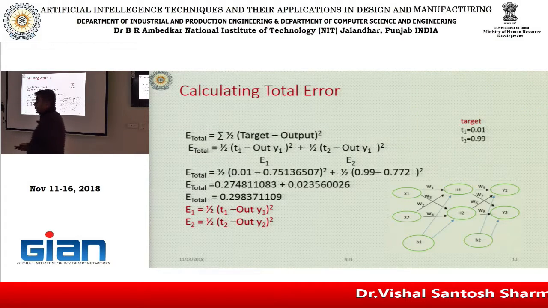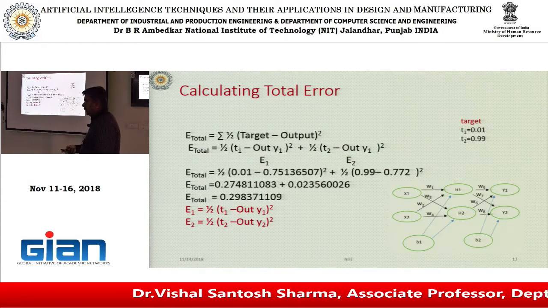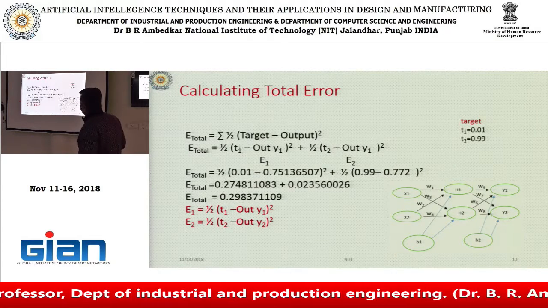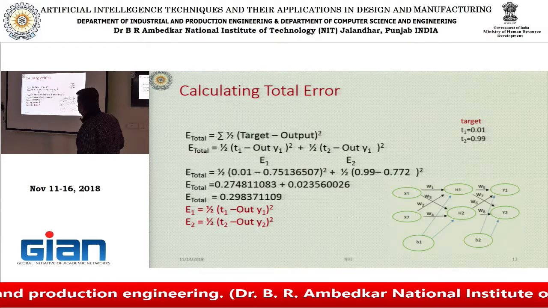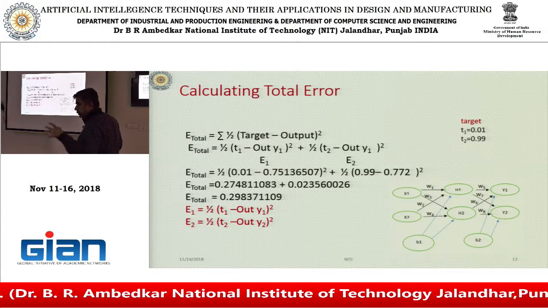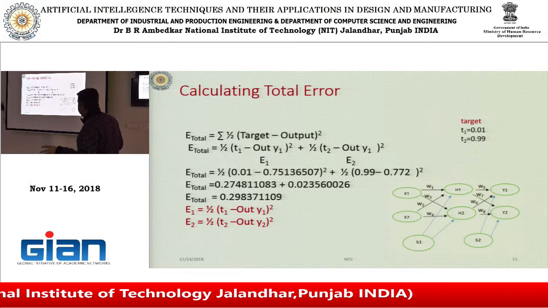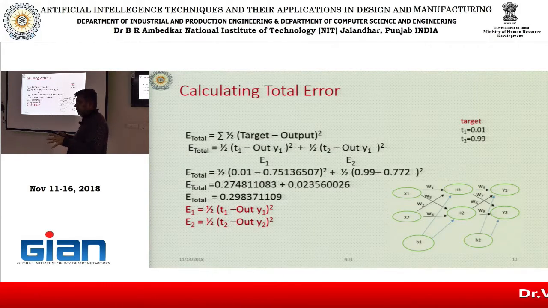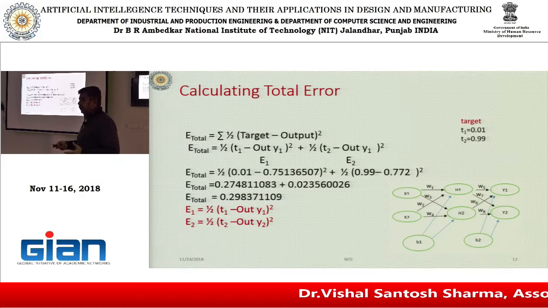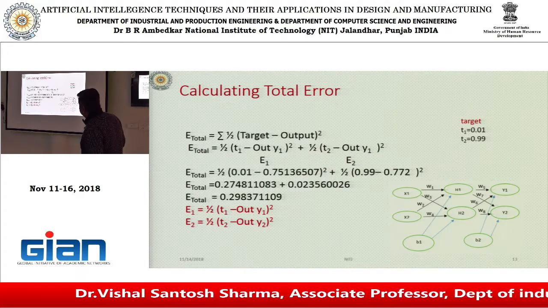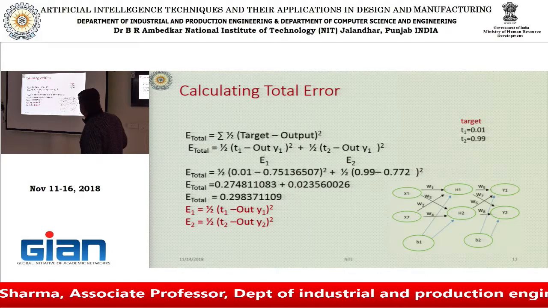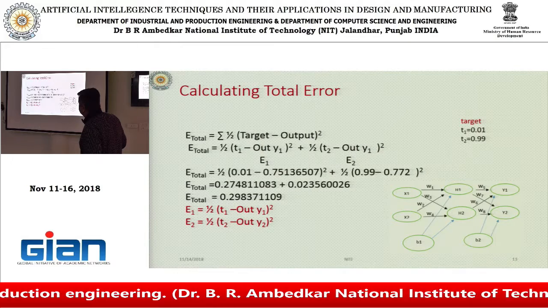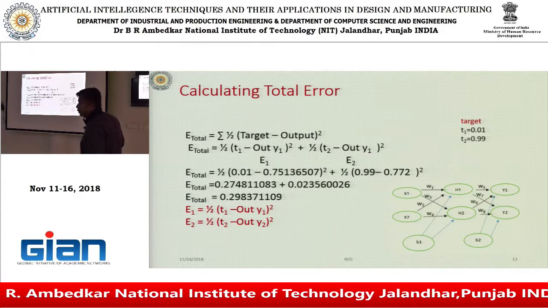Now it is time to calculate the error and propagate it backwards. For calculation of error, we are using this formula. The target I know, and the output. So target and output: the difference between the target, what is expected, and what I am actually getting. Here E total means total error, the error here and the error here. This is my target, and this is what I am actually getting.